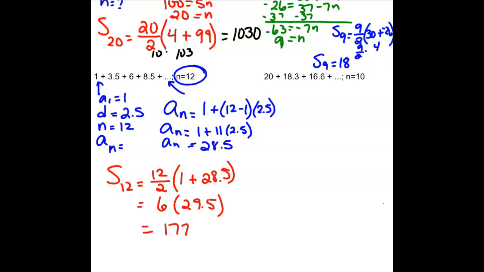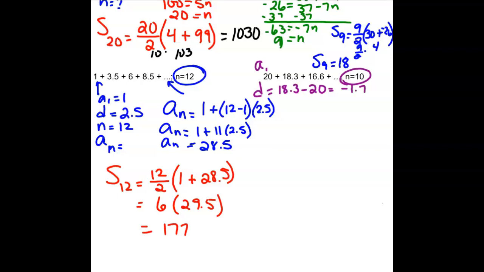Okay, let's check what you came up with. We know that there are 10 numbers in our list. We know our first term is 20. And if we figure out our common difference, 18.3 minus 20 would be negative 1.7. We're subtracting 1.7 each time. So let's figure out what that 10th term is.